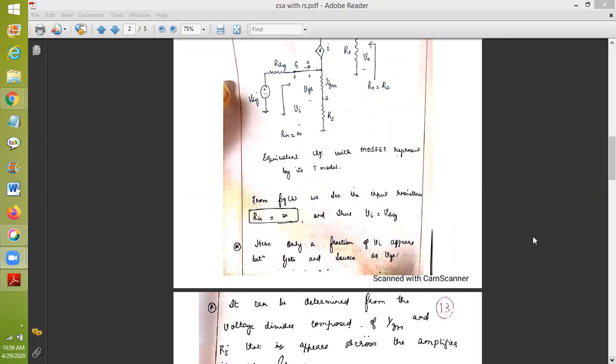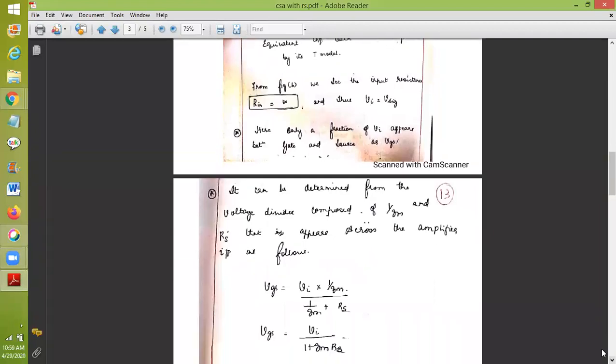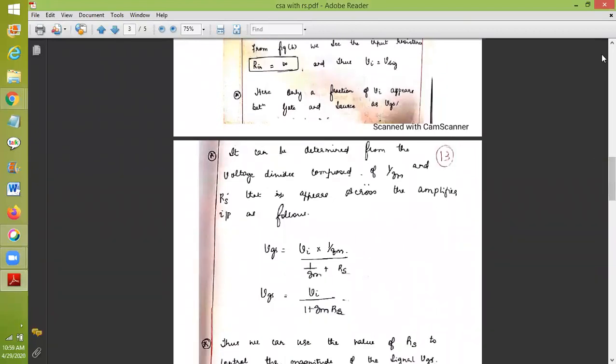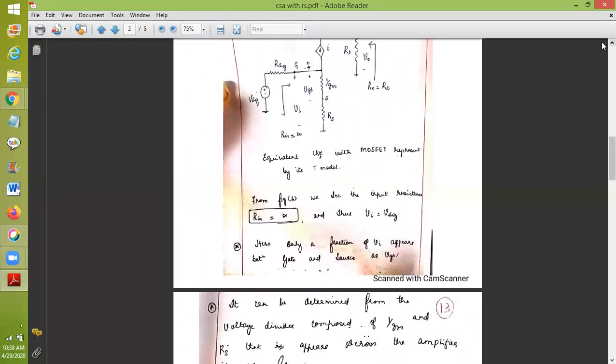Okay, understood? Now how to find that VGS? VGS is nothing but a small part of this Vi. I repeat, this VGS is a small fraction of the voltage Vi. So how to find this VGS? How to find this VGS, Prajwal?